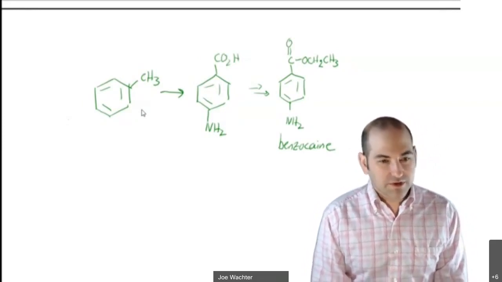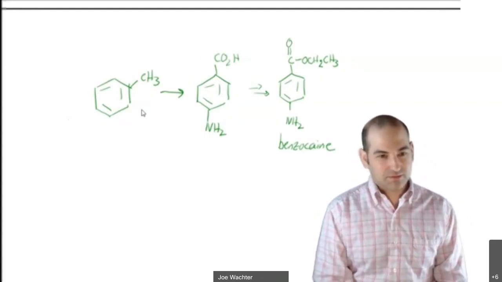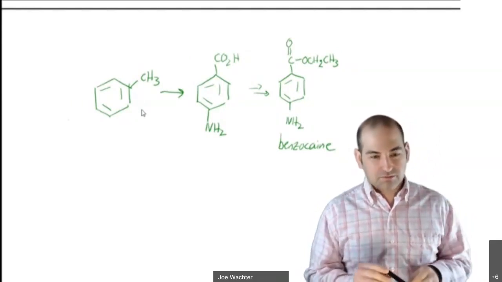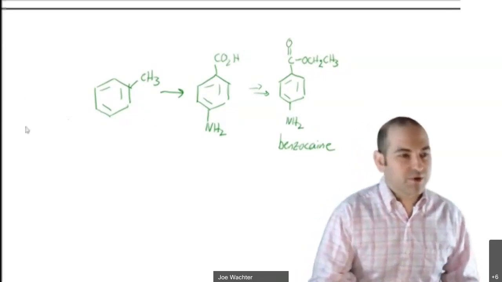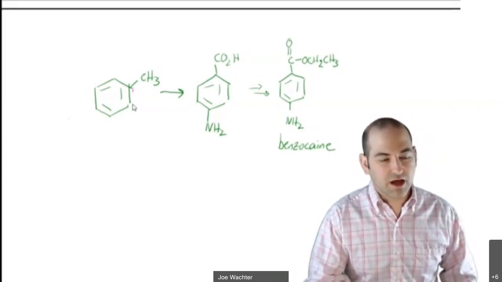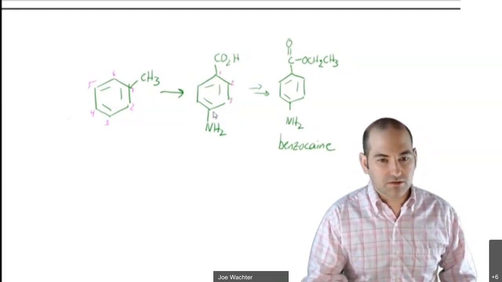Yeah, I don't know how to move the CH3. Do we need to move the CH3? I didn't do this on purpose, but if we think about the toluene at position one, the methyl group that makes a toluene, then we could just renumber this like this, right? So we don't have to move the methyl group.